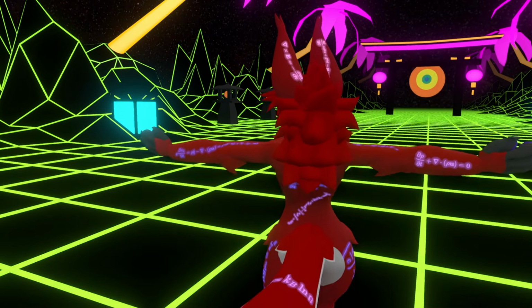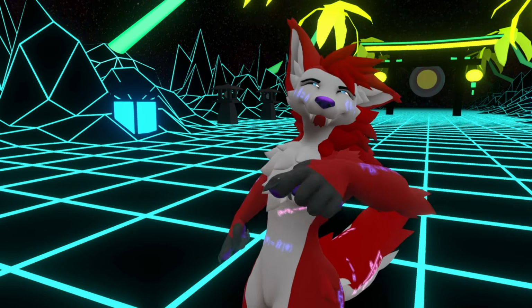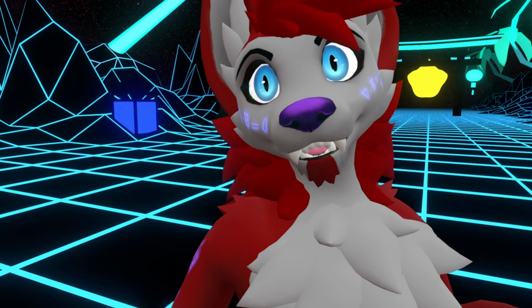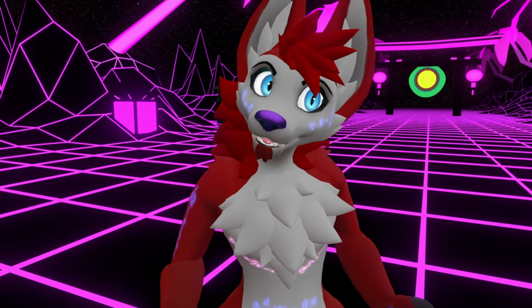Yup. I am indeed a nerd. There are 21 equations on this avatar right now, and they cover basically all the physics that I know.